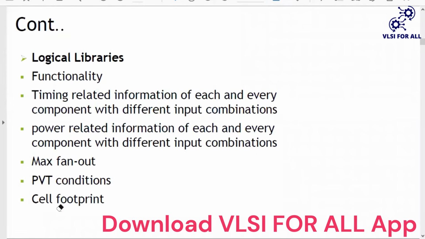Lookup table. Okay, I will tell you. A lookup table is nothing but a table that is useful to cross verify the net delay and cell delay in the design.